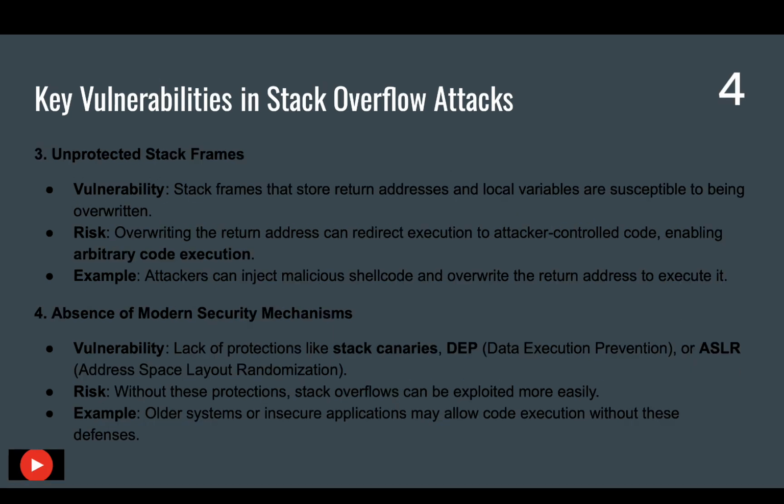Number 3 is unprotected stack frames. The vulnerability is that stack frames that store return addresses and local variables are susceptible to being overwritten. The risk is overwriting the return address can redirect execution to attacker-controlled code, enabling arbitrary code execution. For example, attackers can inject malicious shellcode and overwrite the return address to execute it.